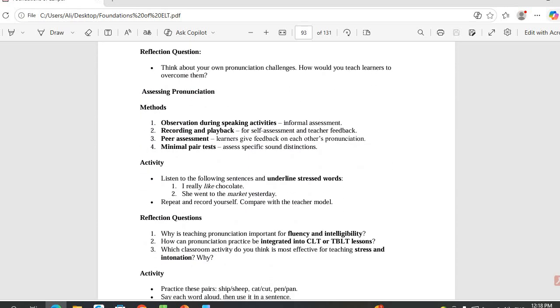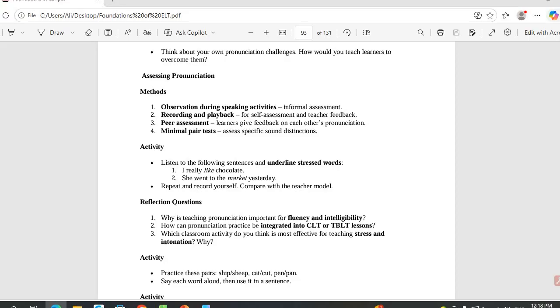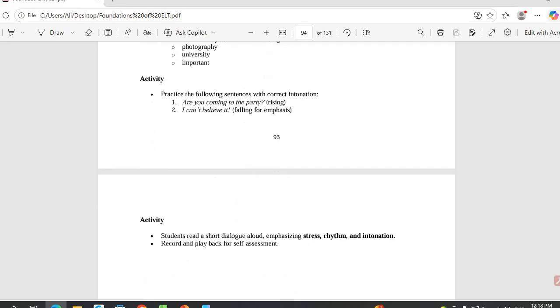How do you assess pronunciation? Observation during speaking, and then have a checklist. Recording and playback. Peer assessment, students assess each other. Minimal pairs test, assess specific sound distinctions. And then you can do these activities about teaching pronunciation.